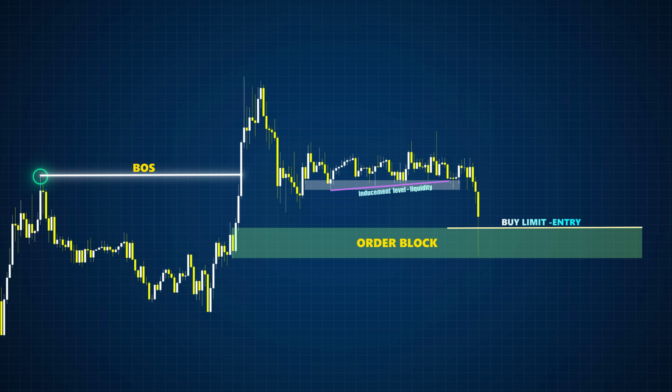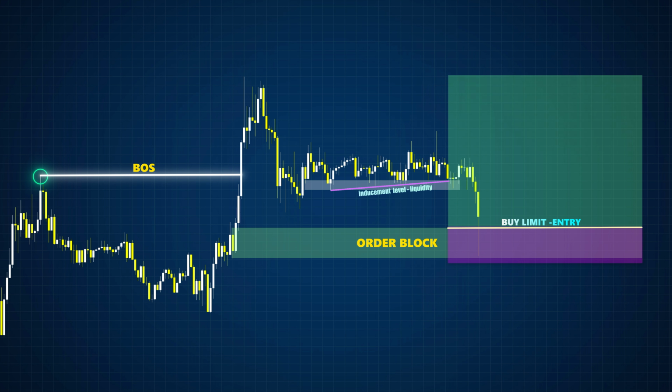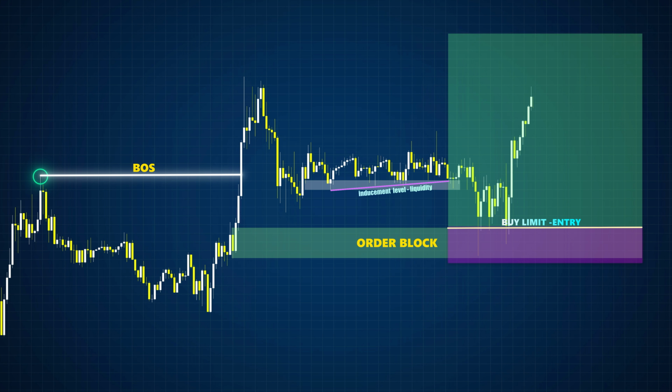For execution, we keep it smart. Stop loss, just below the order block to minimize risk. Target, a solid 2 to 3x risk to reward ratio. Some traders even use the inducement zone as a partial take-profit target, locking in profits while letting the trade run. And look at that, the trade plays out exactly as planned, turning what was a trap for retail traders into a profitable setup for us.